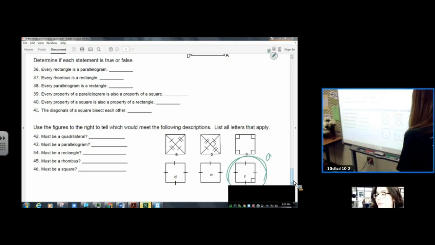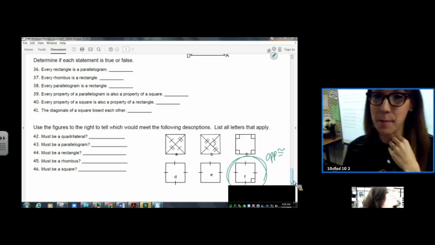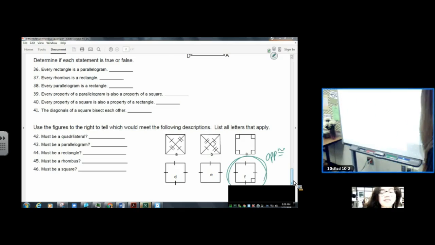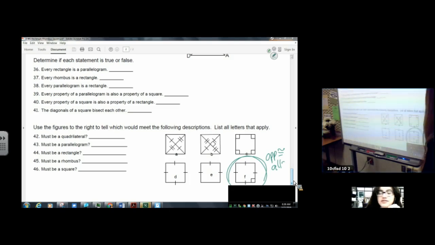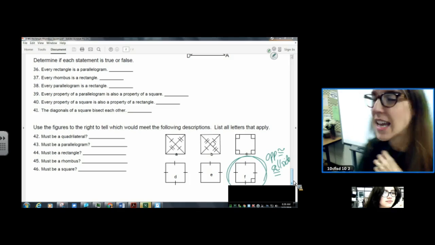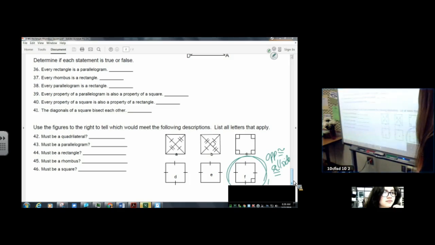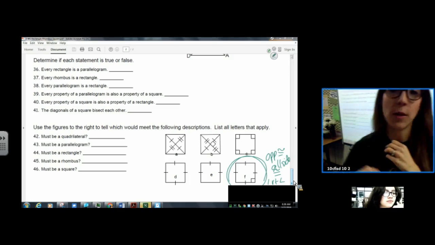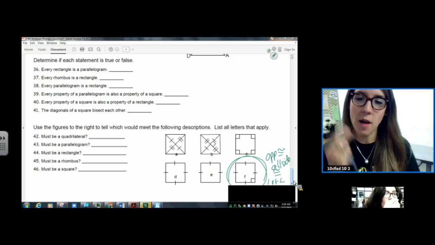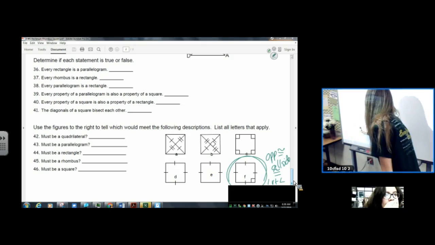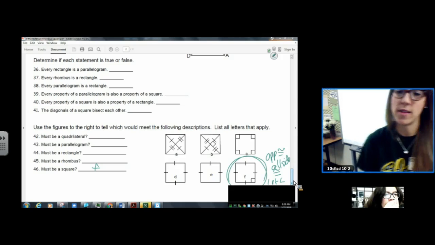It has opposite sides congruent, so that makes it a parallelogram. It has all sides congruent, so that makes it a rhombus. And it has 1 right angle, which makes it a rectangle. So it's a parallelogram, a rhombus, and a rectangle. So that's why it wins. It is the only one that must be a square.